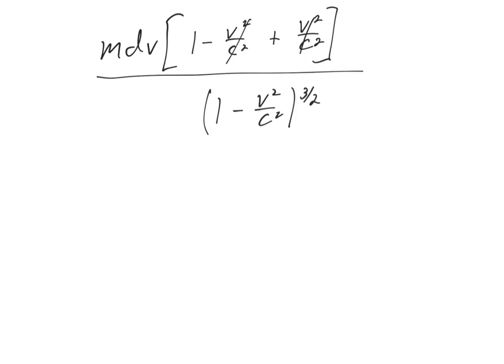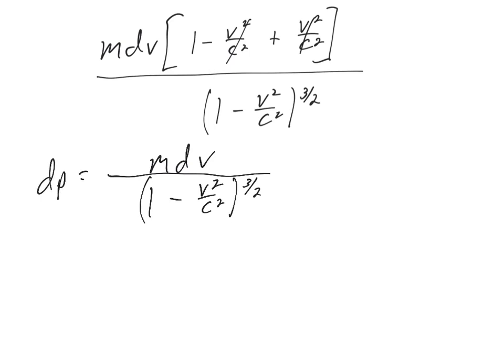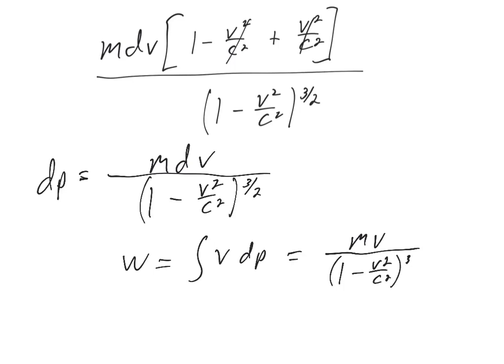That something that's pretty lovely is simply m dv on the top divided by 1 minus v squared over c squared to the 3/2 power. I bet you didn't see that coming. So as a reminder, that was the derivative of our relativistic momentum. All right, so going back to what we had before, we had the work was equal to the integral of v times dp. So replacing the dp with our new equation, we've got mv divided by 1 minus v squared over c squared to the 3/2 power, and that is all times dv.